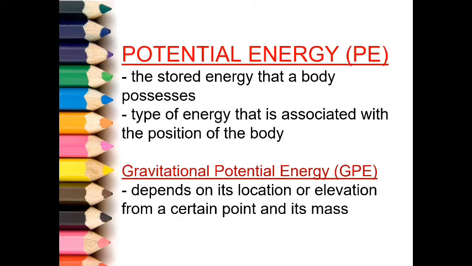Pots placed at locations above the ground possess a form of energy called potential energy. Potential energy, or PE, is the stored energy that a body possesses. It is a type of energy that is associated with the position of the body. One form of potential energy that we will discuss in this lesson is the gravitational potential energy, or GPE. Gravitational potential energy depends on its location or elevation from a certain point and its mass.